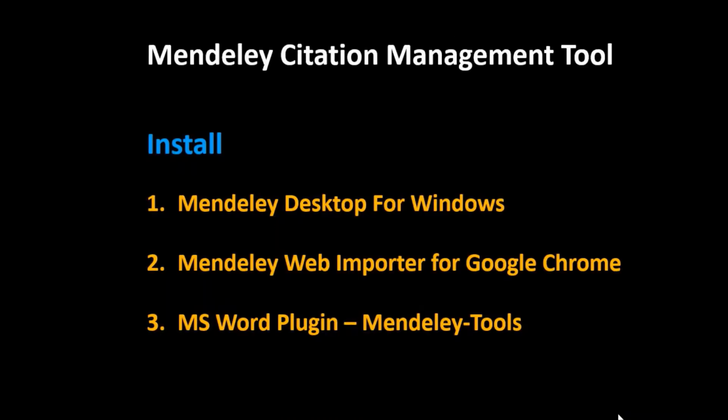For using the Mendeley citation management tool, we need to install three files. Number one is Mendeley Desktop for Windows. Number two is Mendeley Web Importer for Google Chrome. And the last one is the MS Word plugin for installing into our MS Word. We find this plugin when we open Mendeley, and there is one option called Tools, and in Tools we find this MS Word plugin option.